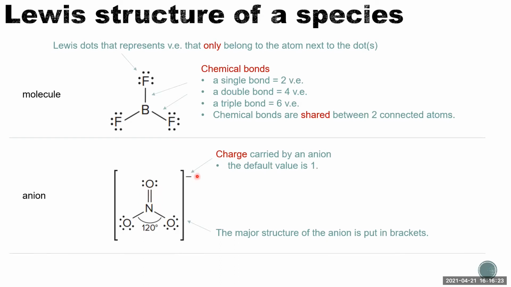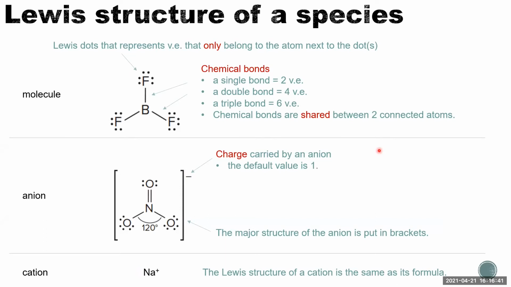And finally, we can use Lewis structure to write a cation. However, because a cation most of the time loses valence electrons, all of the valence electrons, the Lewis dot structure of a cation is the same as its formula.